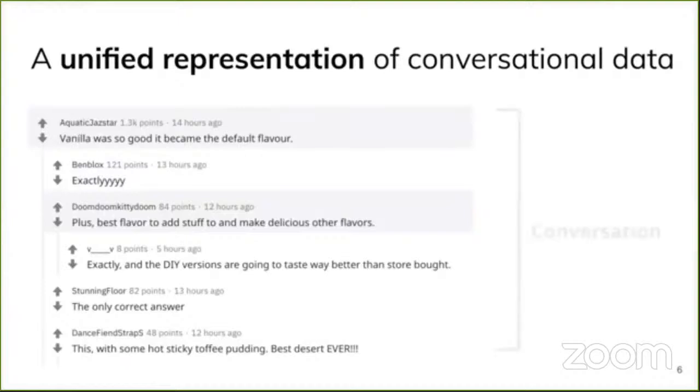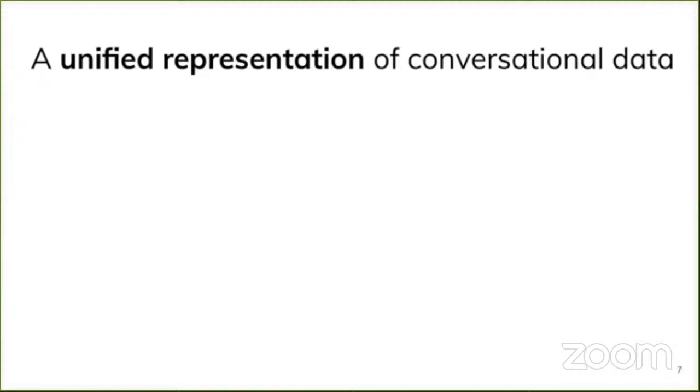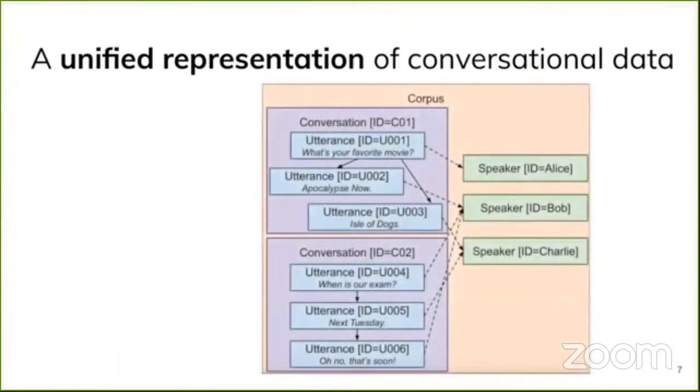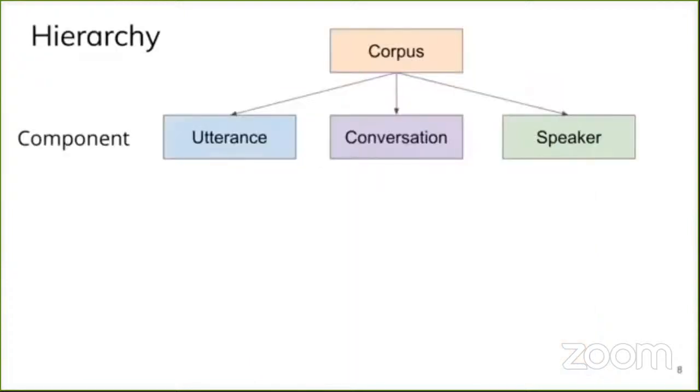Well, intuitively, conversations or discussions between some group of people are simply some sequence of utterances where each utterance is made by some speaker. And so in ConvoKit, we represent conversational data using these three concepts: conversations, utterances, and speakers. And each of them are first-class data objects in ConvoKit. A collection of these components is what we call a corpus, which basically represents the entire conversational dataset.